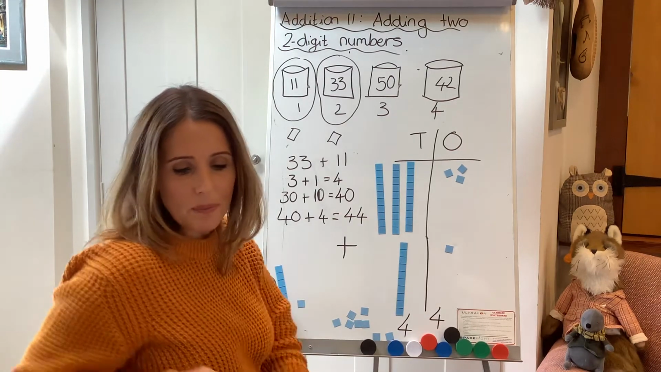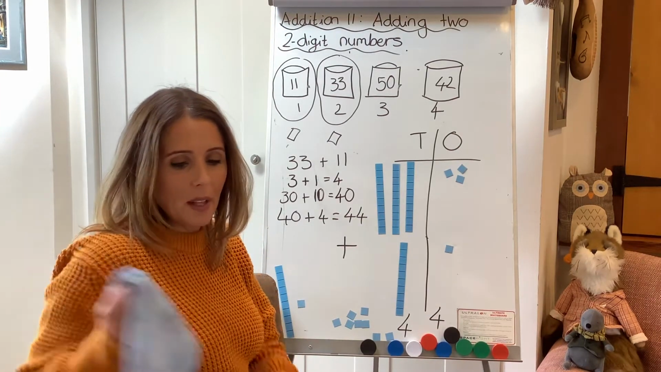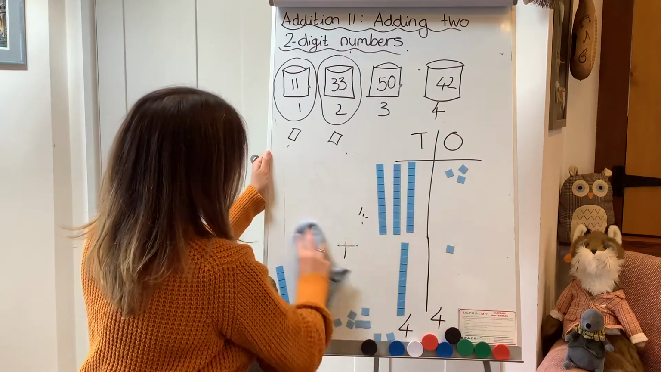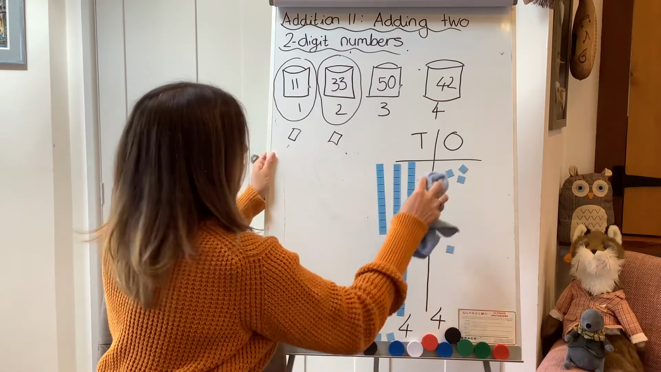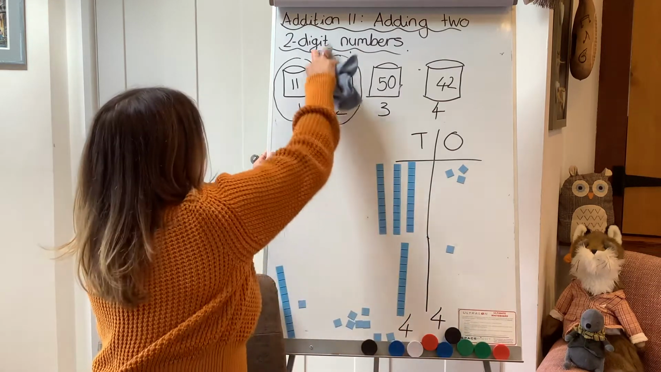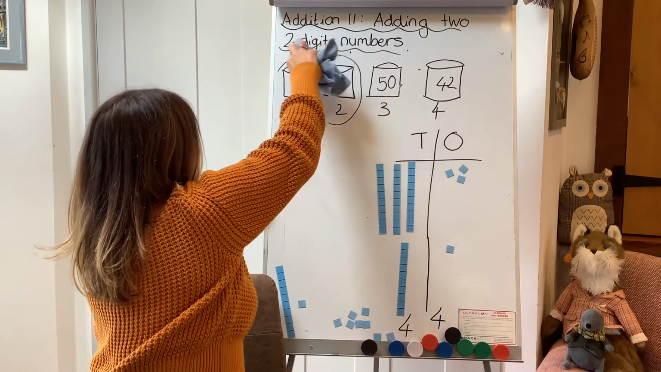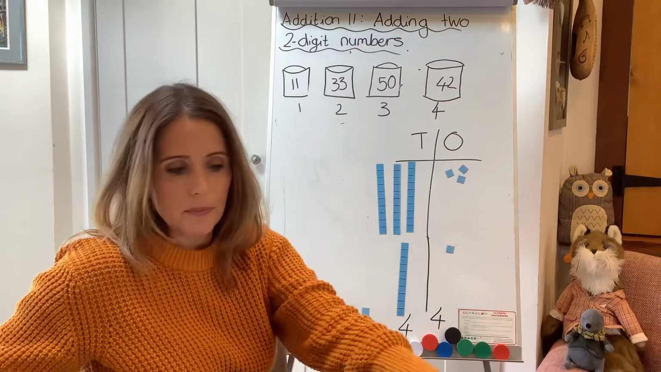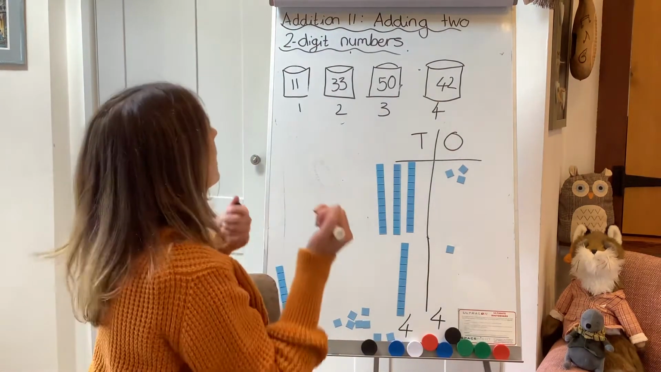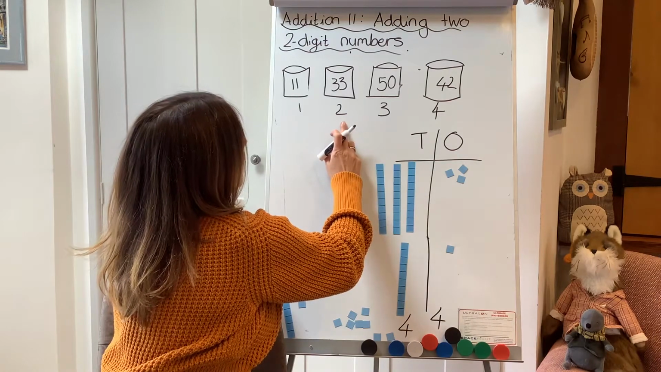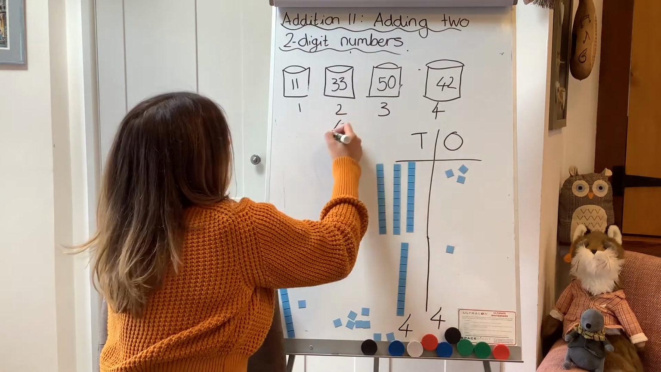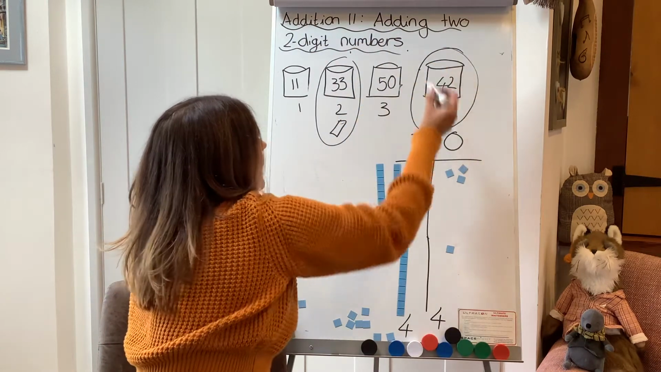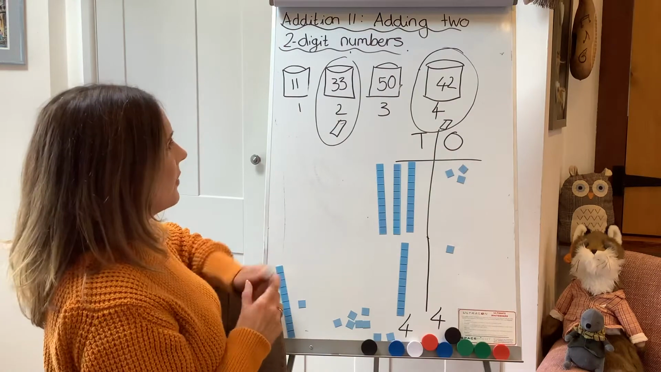Okay, so what I'd like you to do now is have a go using one of these methods to work out what Drew's score was. Now Drew throws 2 beanbags and they land in buckets number 2 and 4. So his beanbag lands in bucket 2 and the second one lands in bucket 4.